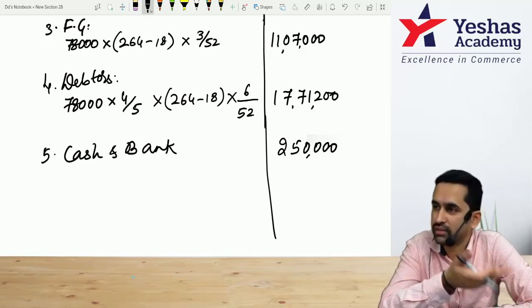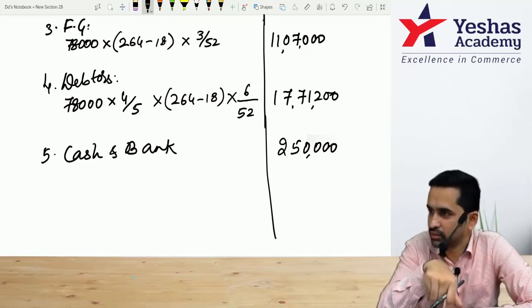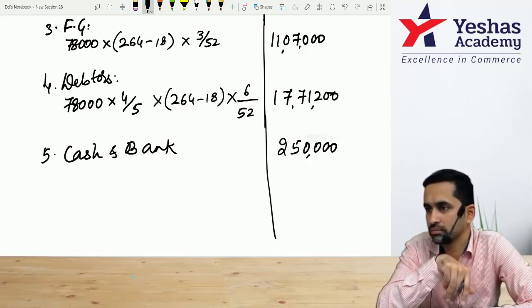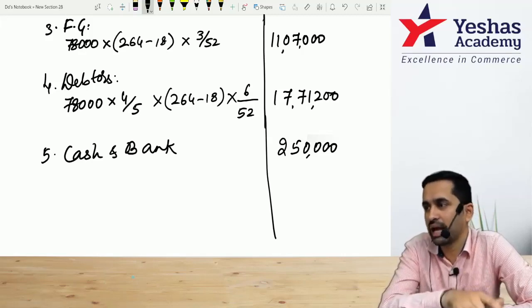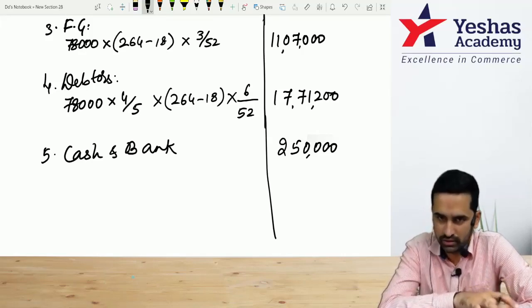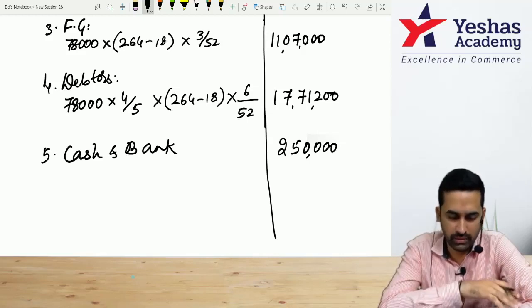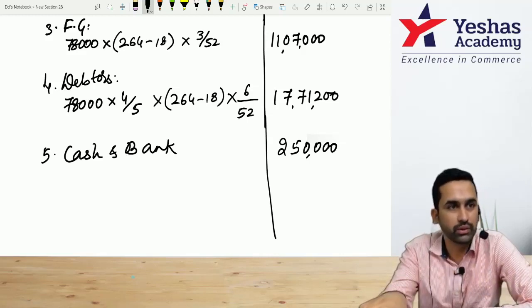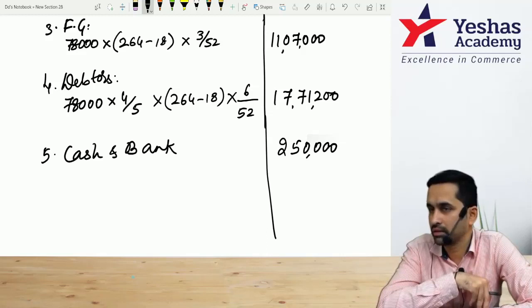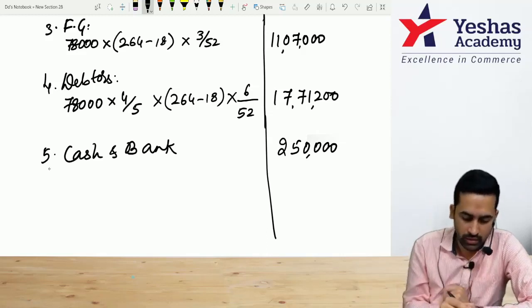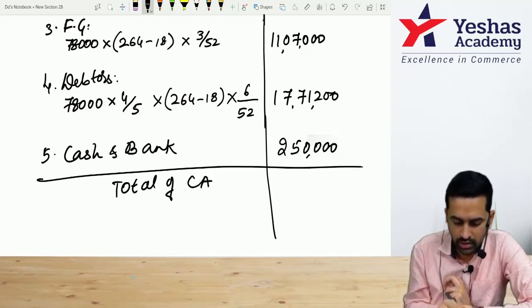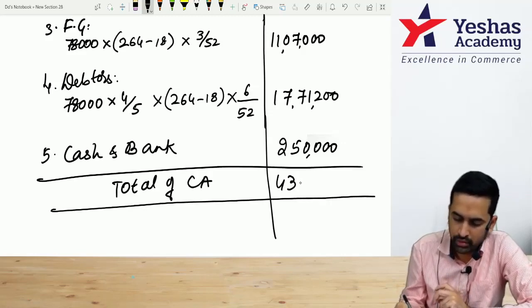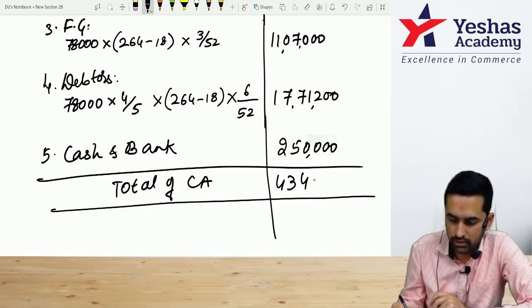No. They would have considered that 1/5 and reached this 2.5 lakh number. The 2.5 lakh in hand is after considering the cash sale that they are going to make. So you don't have to again do an adjustment for 1/5 of 78,000 into something. Right? With this, I will get the total of current assets: 43, 43 again 200.